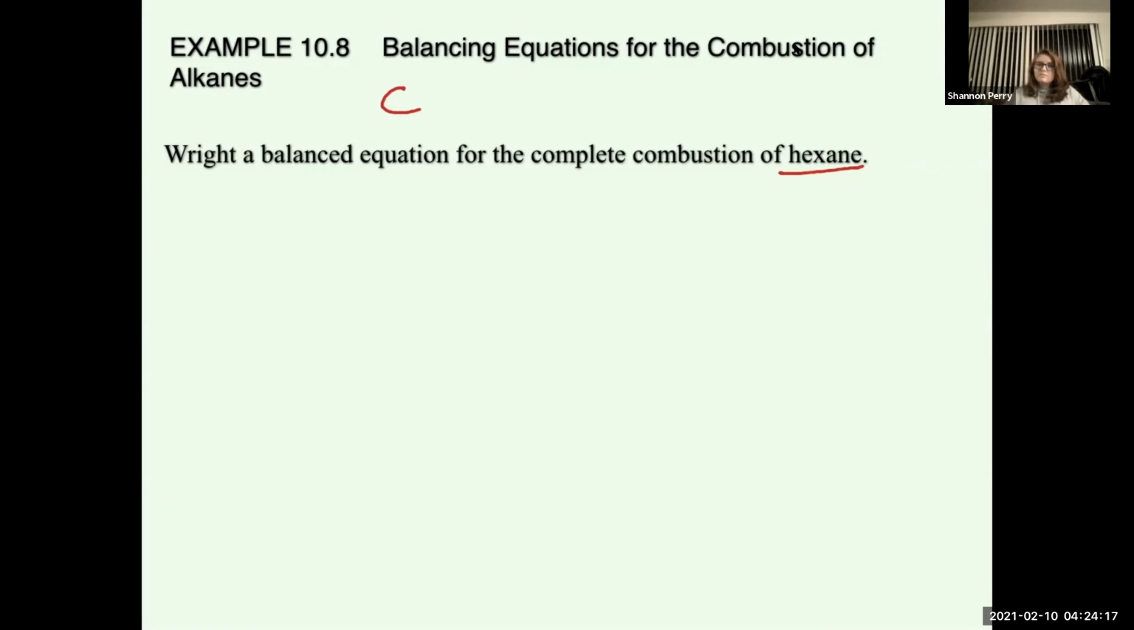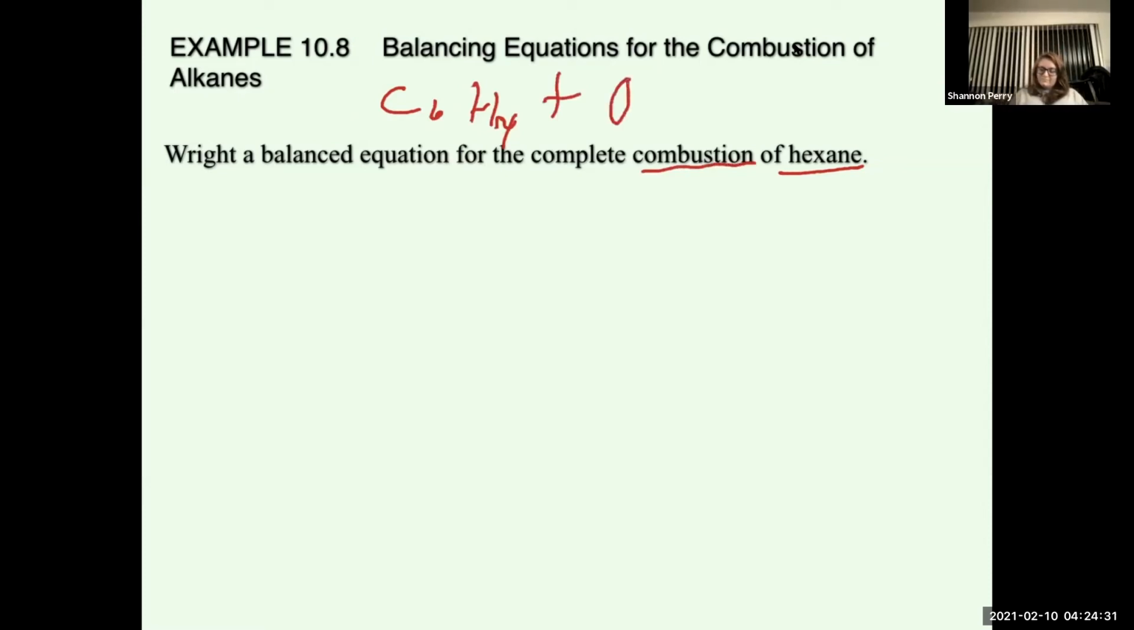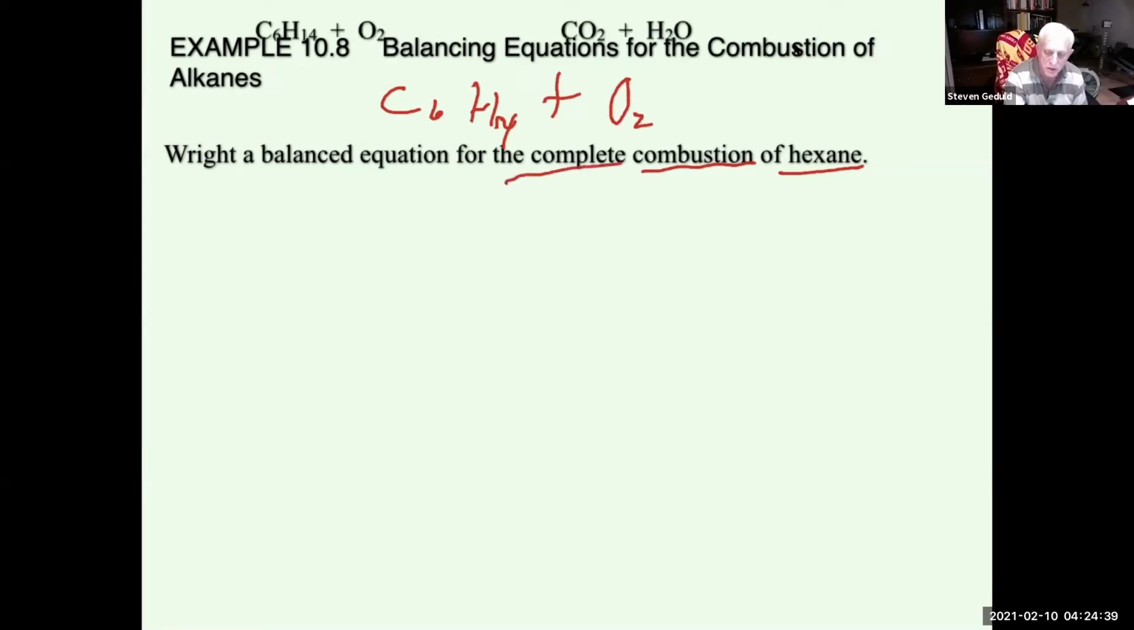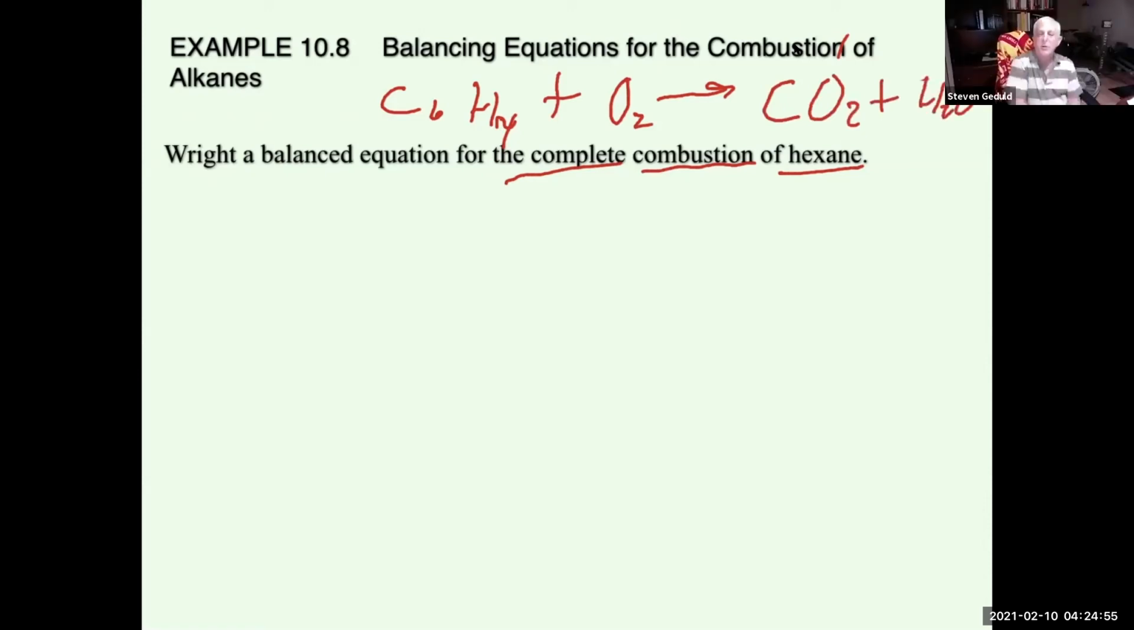C6H14. Combustion, when you see the word combustion, it means you're adding what? Oxygen, which is O2. Oxygen is always diatomic. And complete combustion means you're going to produce, what are you producing in complete combustion? CO2 plus water. There's your equation.